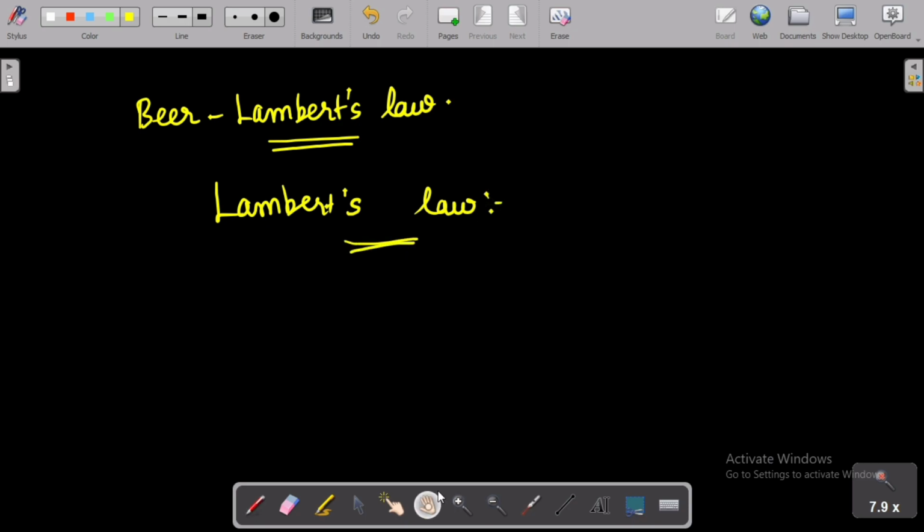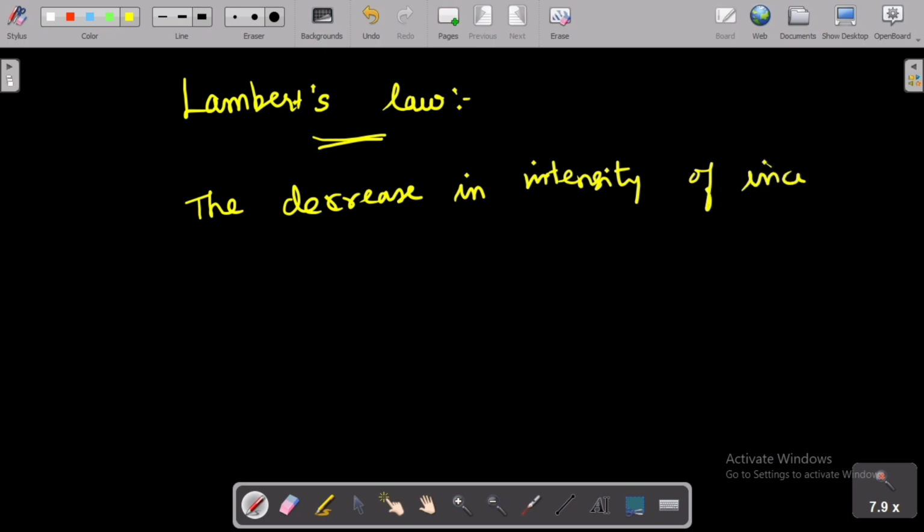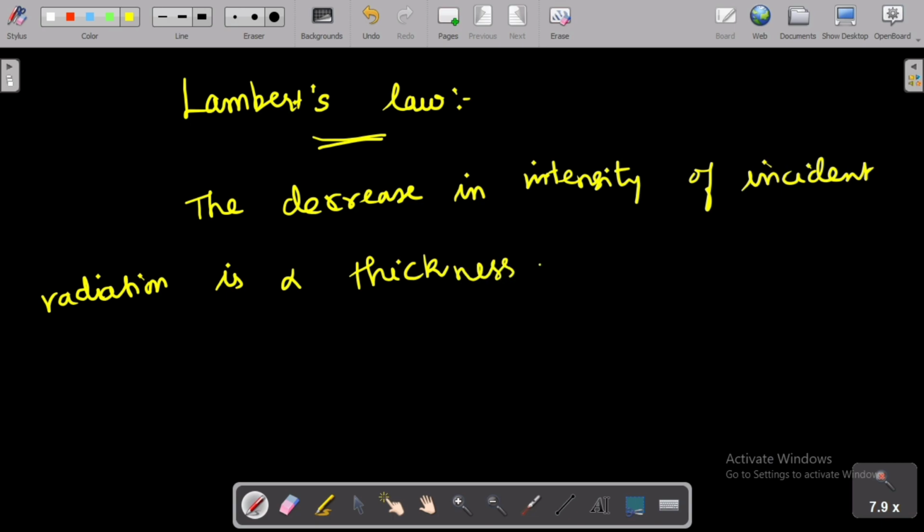Lambert's law states that the decrease in intensity of the incident radiation is directly proportional to the thickness of the absorbing medium, the thickness of the cell.